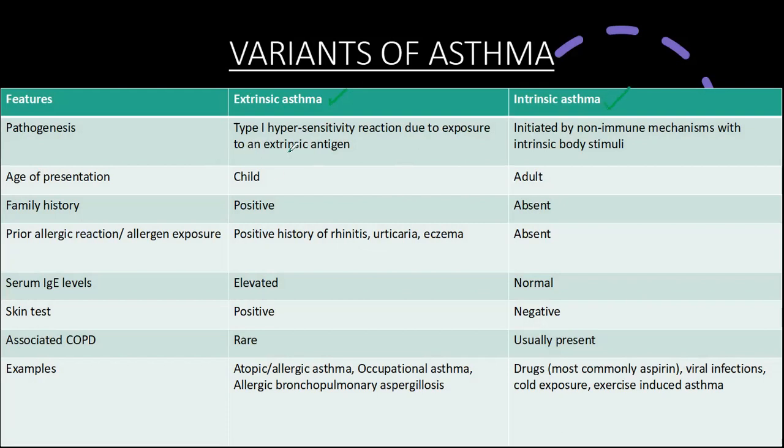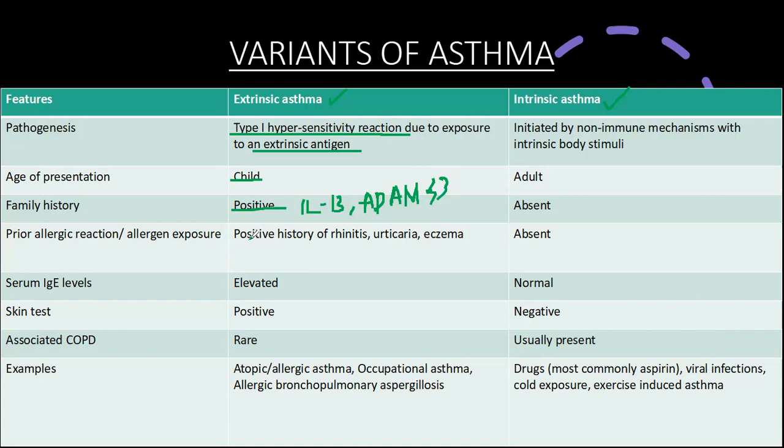Now, let's start with extrinsic asthma. It is a type 1 hypersensitivity reaction due to exposure to an extrinsic antigen. The age of presentation is in children. There is a positive family history, so that tells you there is something to do with genetics. Interleukin 13 gene polymorphism and another gene known as ADAM33 have been implicated in the inheritance of this form of asthma, okay, ADAM33.